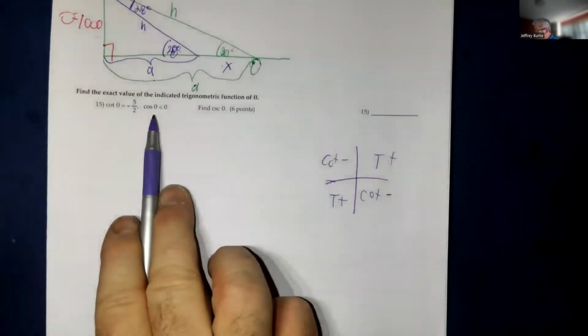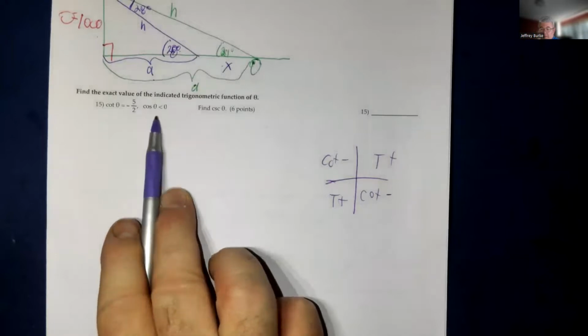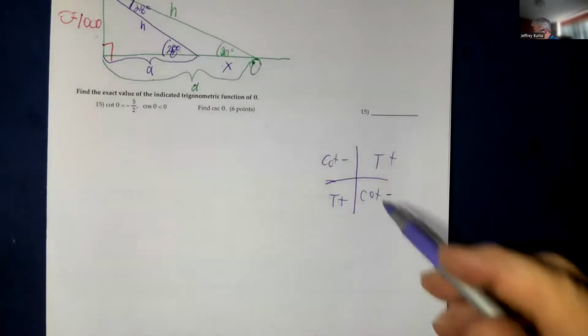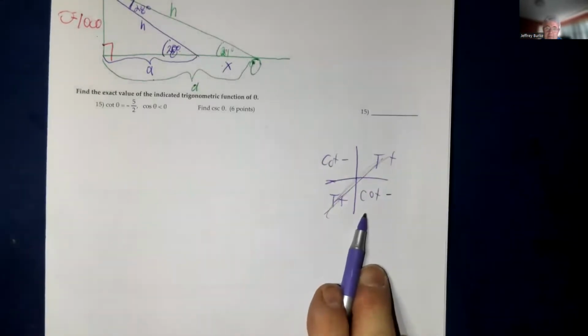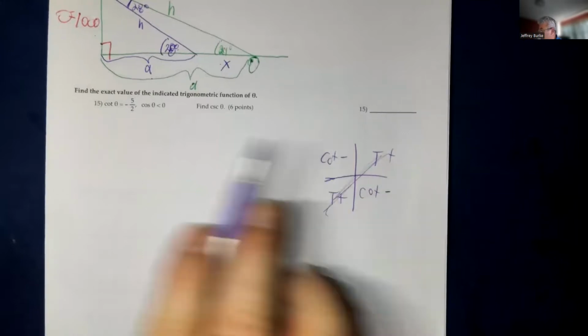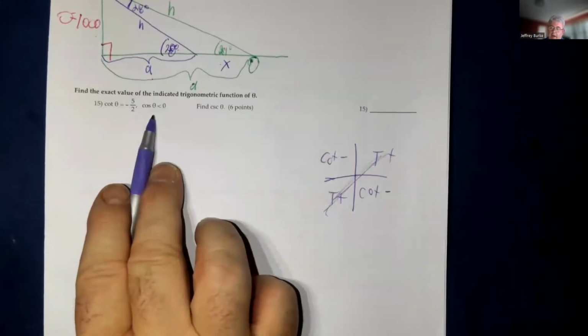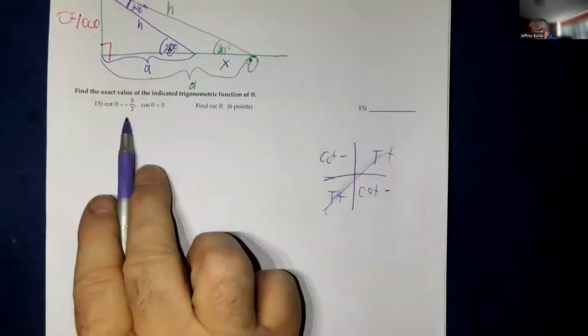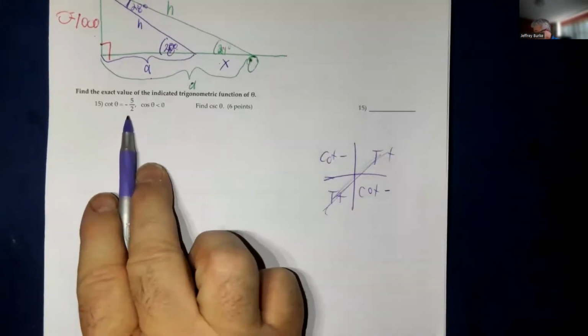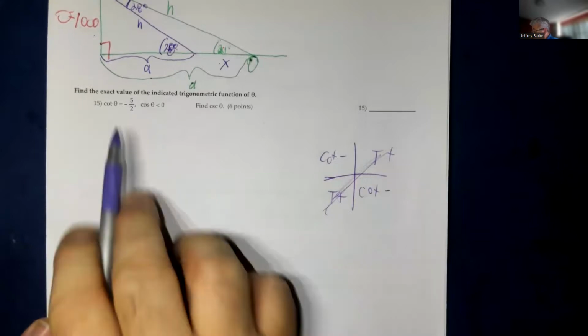Here it also says the cosine is less than 0. Remember that we're not looking at these two, just these. Cosine is positive in this quadrant, and because the cosine is negative in this quadrant, we can go ahead and look at this one. So we're going to look at the second quadrant, where the cotangent of theta equals -5/2.